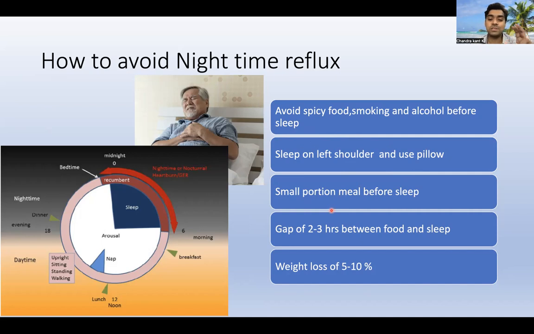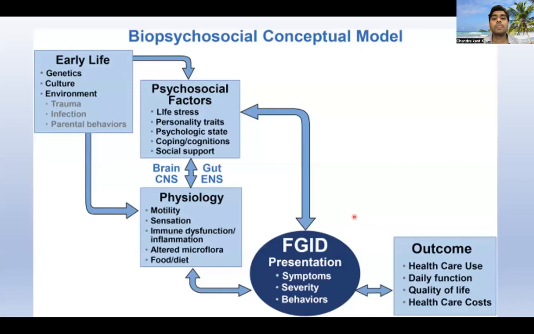and smallest portion should be before the sleep. There should be a gap of 2 to 3 hours between food and sleep, and a weight loss of 10 to 15%, or sometimes at least 10% is going to improve the reflux. So why is this abdominal pain, abdominal burning, why is it happening to patients?